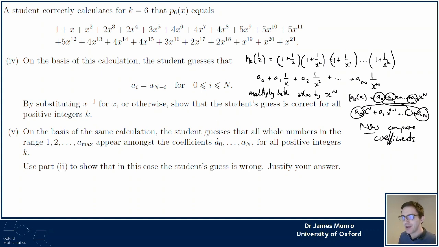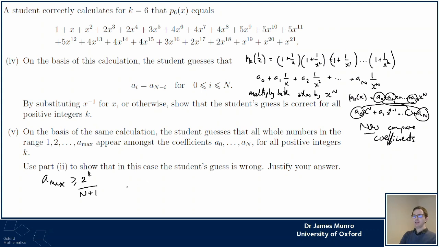Okay, part 5 is the last part of the question and wants us to think about this guess. So here, a max is 5, and the students notice that the numbers 1, 2, 3, 4, and 5 all appear. We're told to use part 2, that a max is big, it's bigger than 2 to the k over n plus 1, to show that in this case the student is wrong.